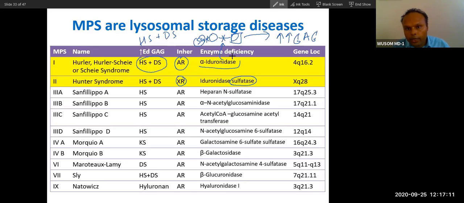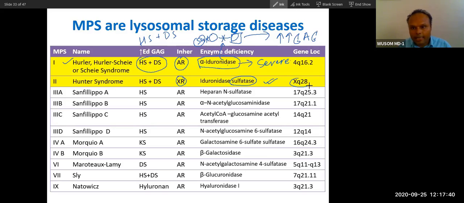This is the more important enzyme. And that is why if this is absent, the disease will be severe in comparison to this. So these are the two. There is a severe presentation you will see in this, and a milder presentation in comparison you will see in Hunter syndrome. So Hurler syndrome has a severe and Hunter syndrome has a milder presentation in comparison to each other.